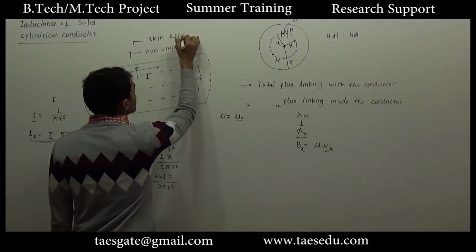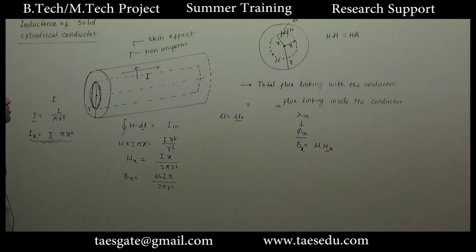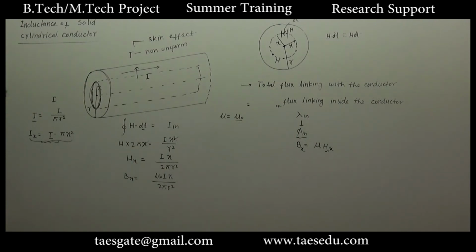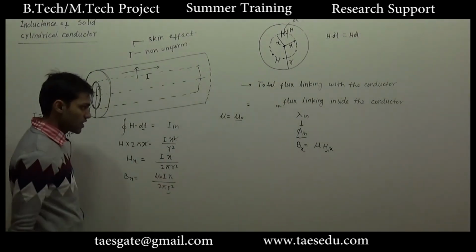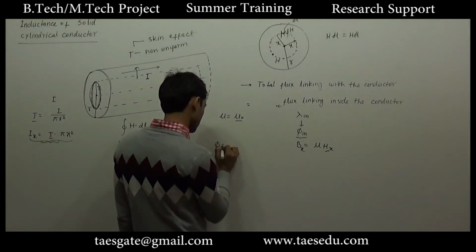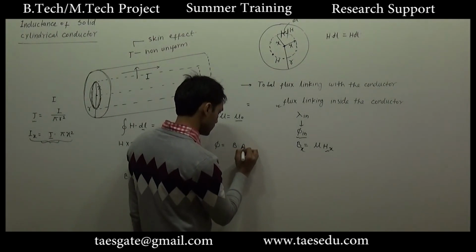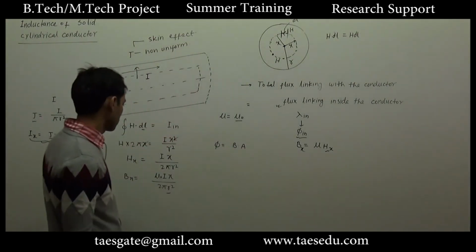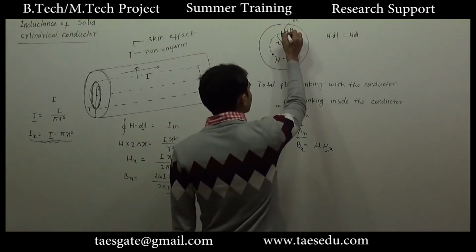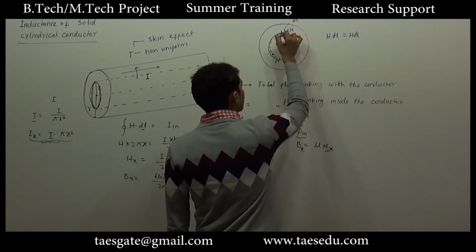So in one sentence I can say that for calculation of inductance only, I am ignoring the skin effect. Okay, so this is Bx. Now we have to find out flux. Flux is nothing but magnetic field into area. Okay, and what is the direction of magnetic field? This is the direction of magnetic field. This way magnetic field will be set up.